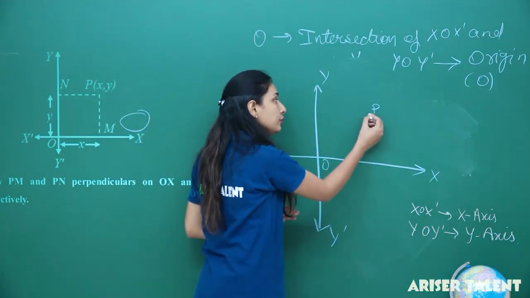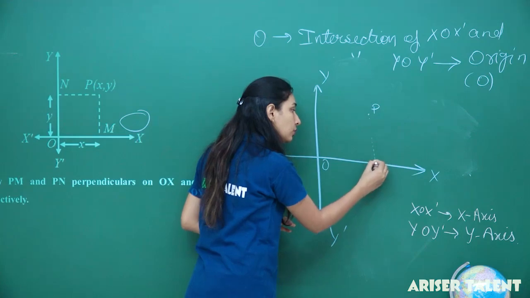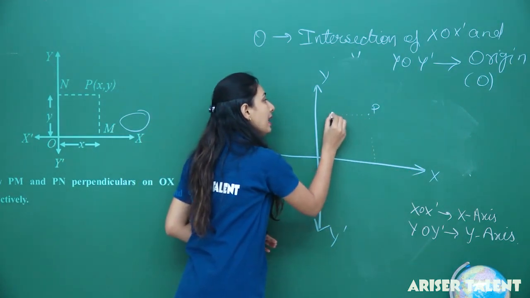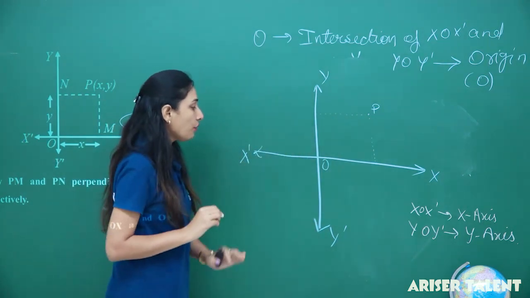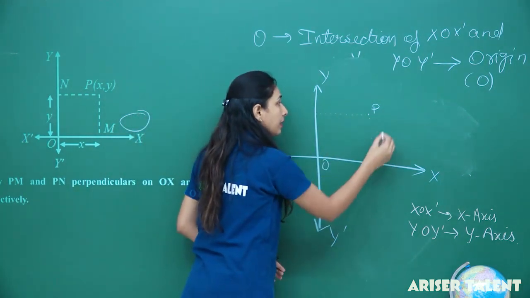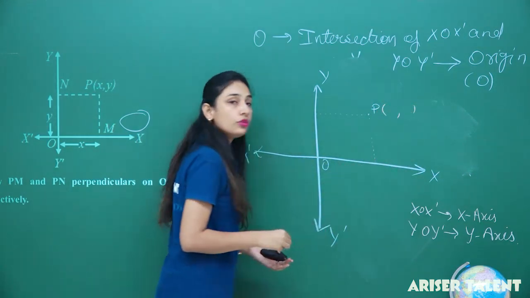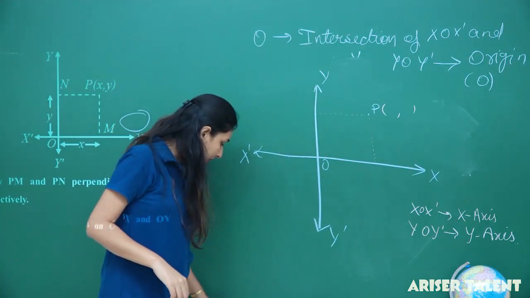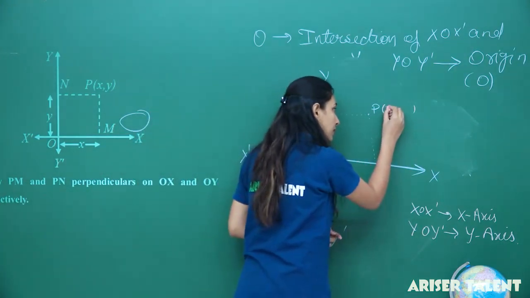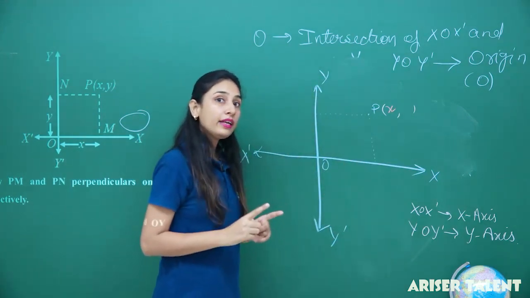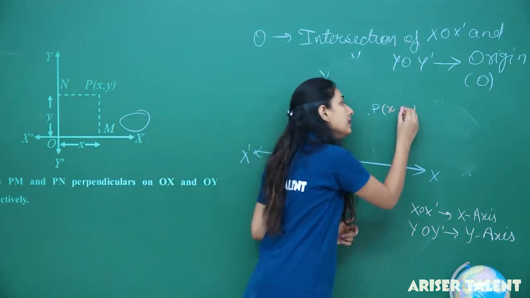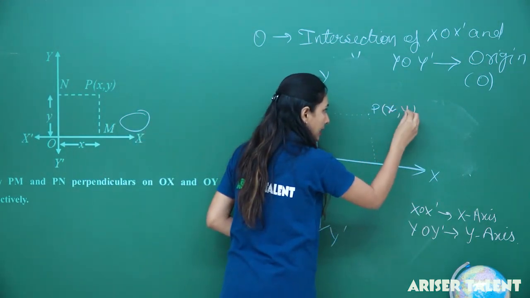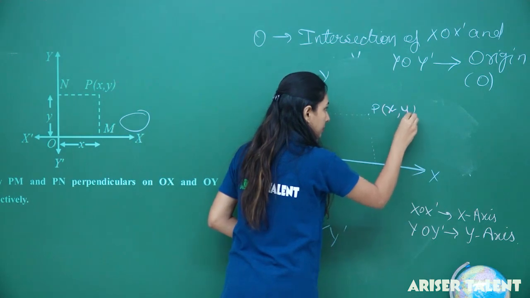Okay, so what will I do? I'll draw a perpendicular to this X dash, and similarly a perpendicular to Y dash. Now I've told you about these two algebraic numbers. The first is x, and the second is y. Can you see it clearly? X and y.